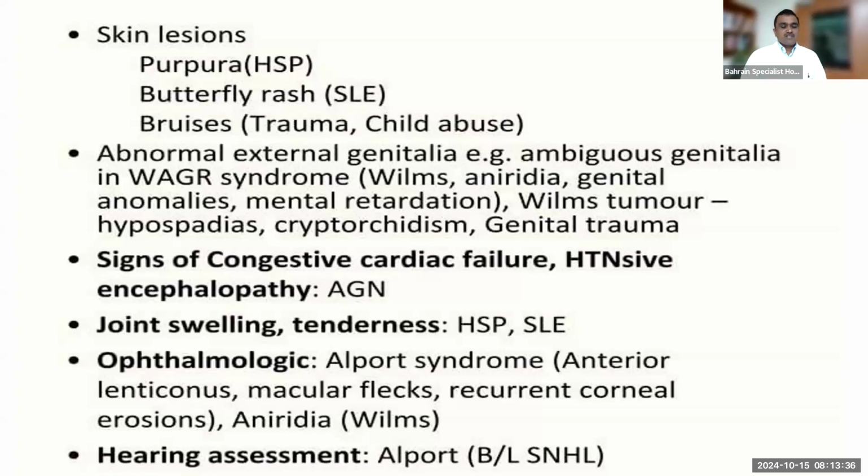Joint swelling and tenderness will be seen in HSP and SLE, and ophthalmic examination is a must in Alport syndrome because there is anterior lenticonus, macular flecks, and recurrent corneal erosion. Aniridia can be associated with Wilms tumor.